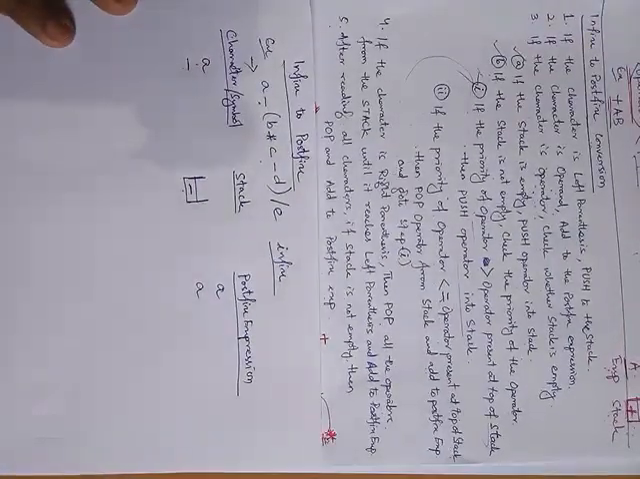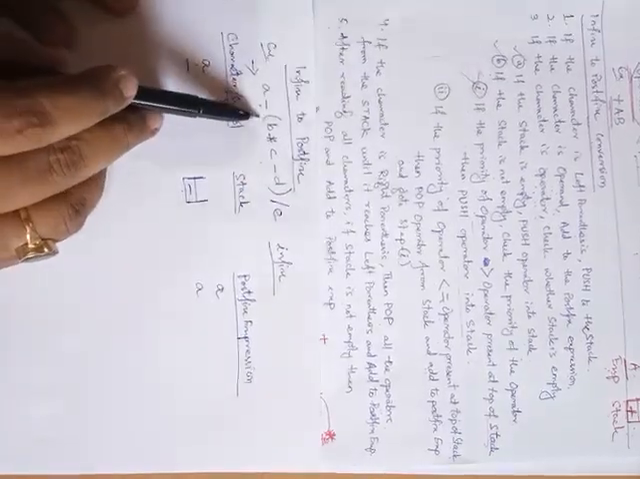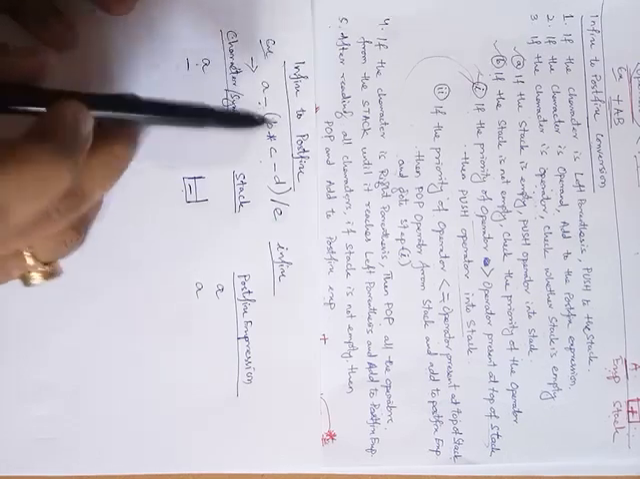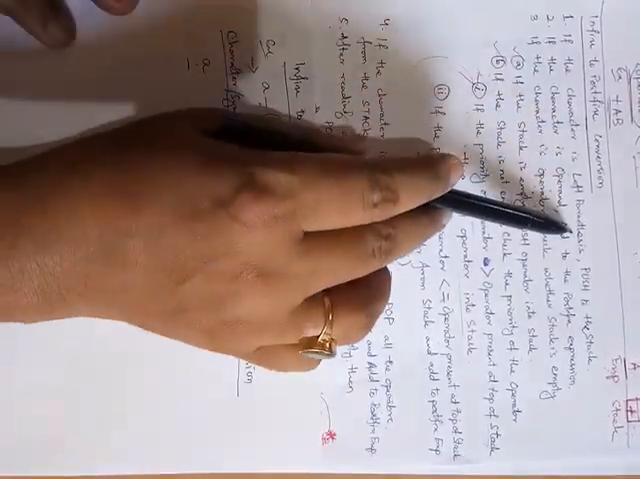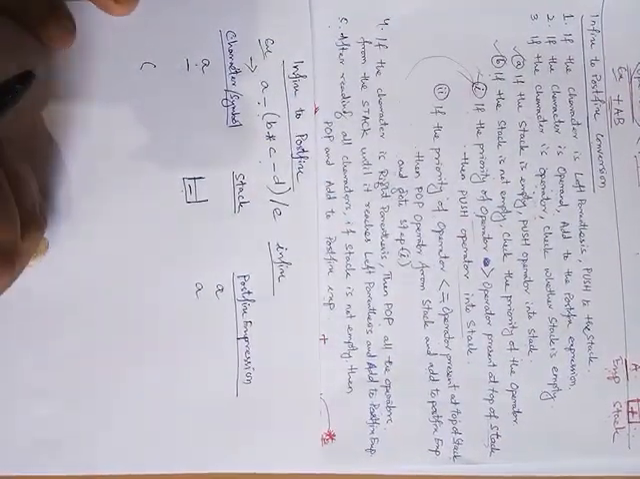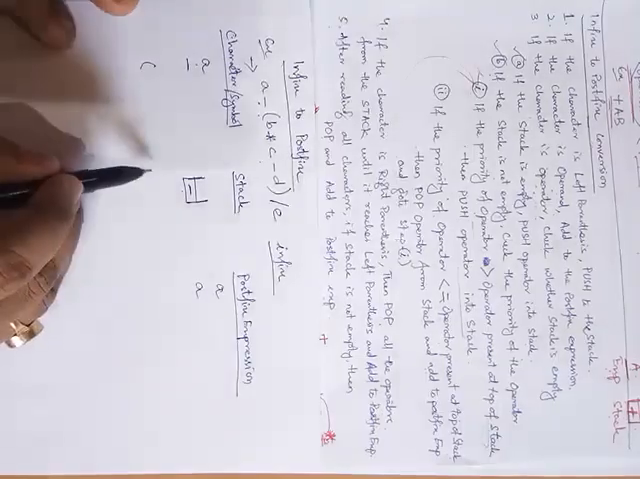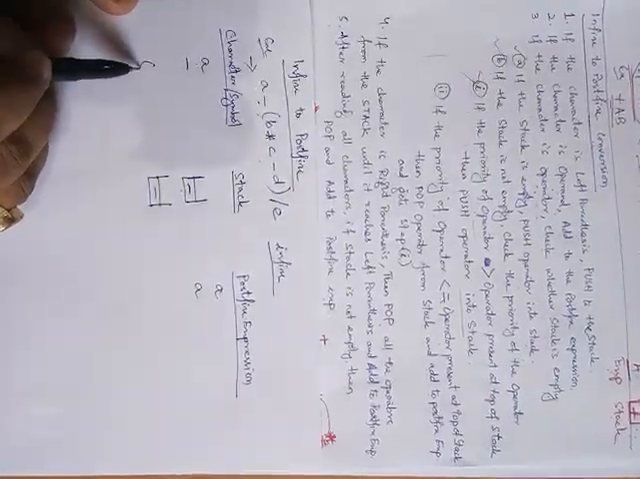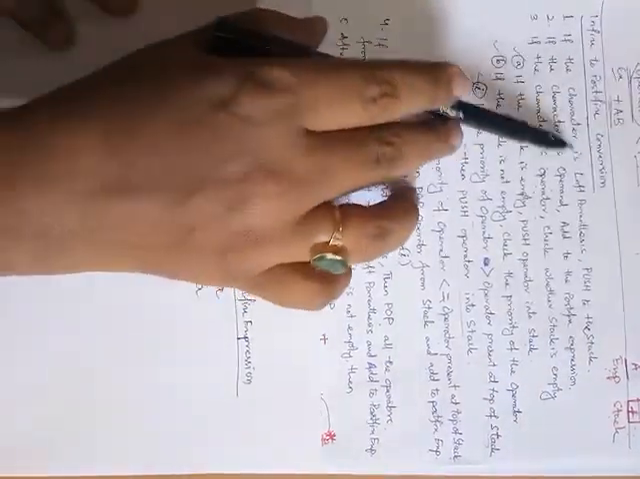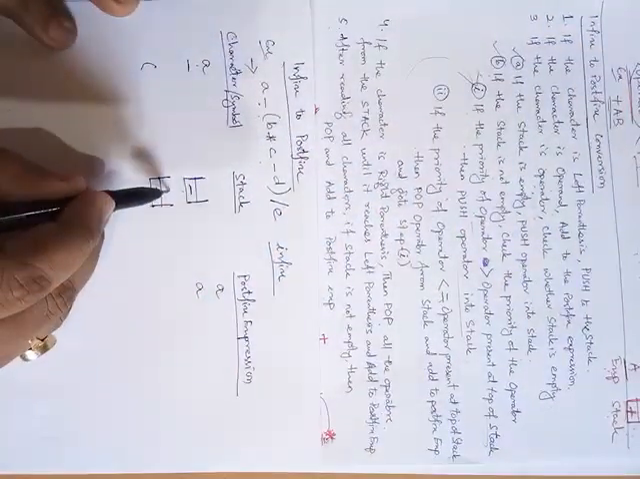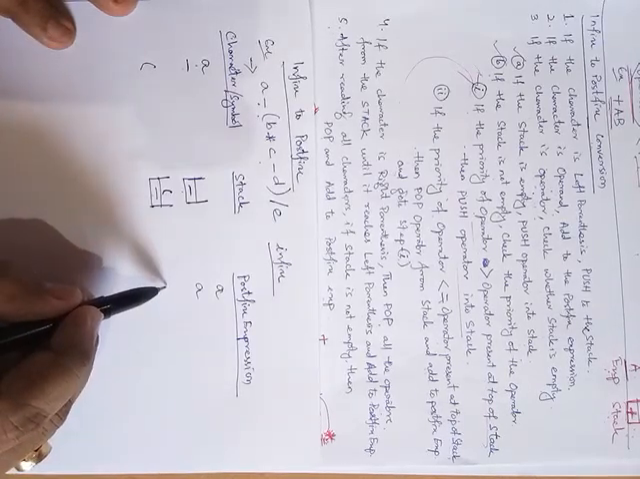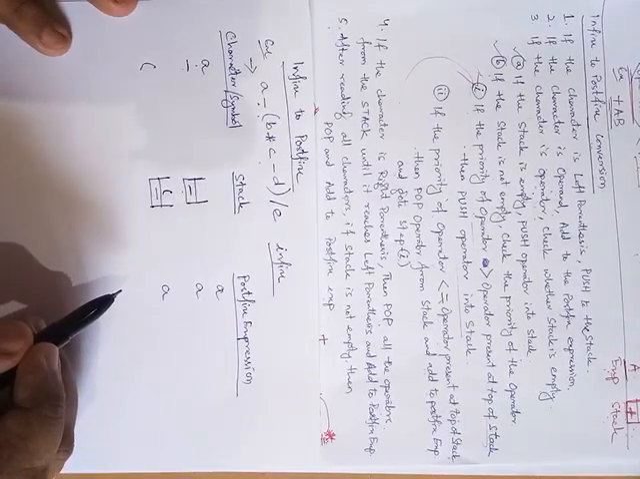The next character is left bracket, or left parenthesis. You can see here, if the character is a left parenthesis, push it to the stack. Now the stack representation will be minus, and since the character is a left parenthesis, first step, push to the stack. Now the stack contains minus and left parenthesis, and the postfix expression will be the same, A.